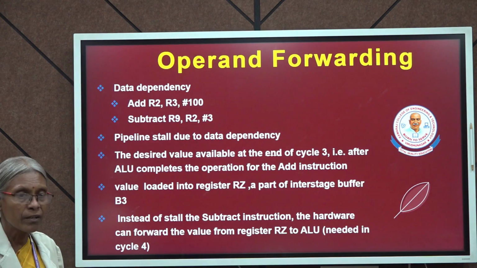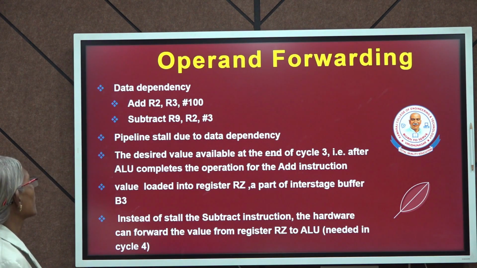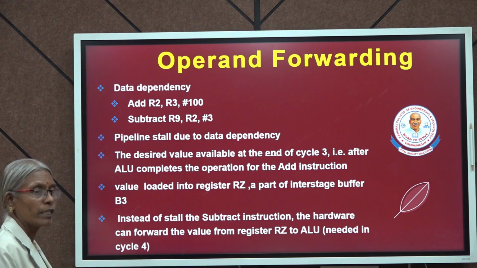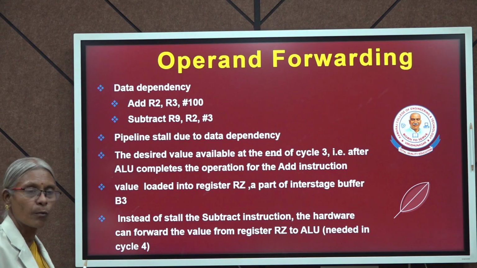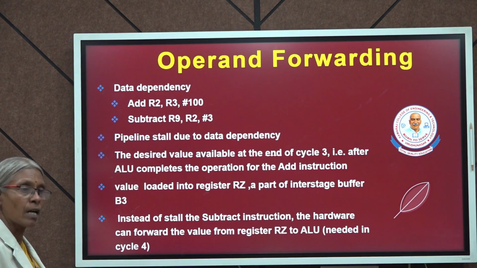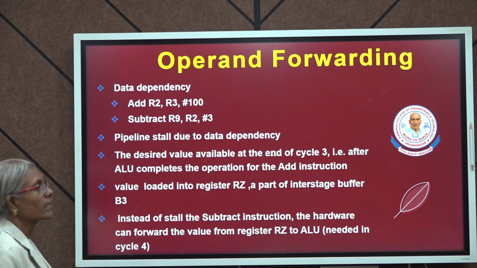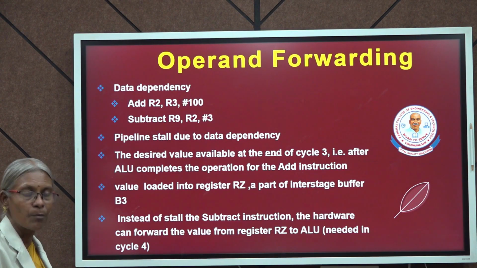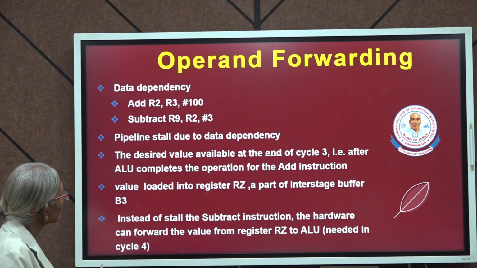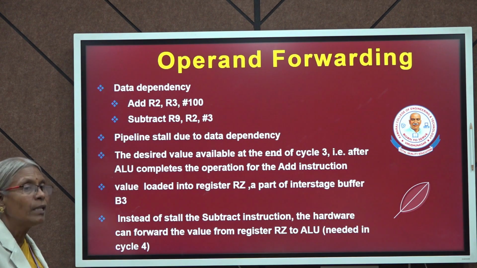One is operand forwarding. Let us see what operand forwarding is. Let us take one example. Two instructions are there: add R2, R3, #100. Here 100 is one operand, and another operand is available in R3. These two are added and stored in R2. Then we have another instruction: subtract R9, R2, #3. So 3 will be subtracted from R2, and the result will be stored in R9.